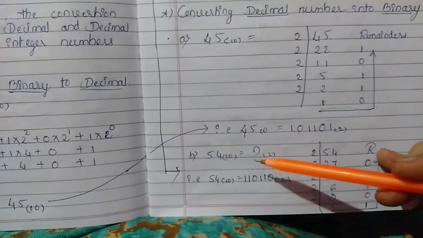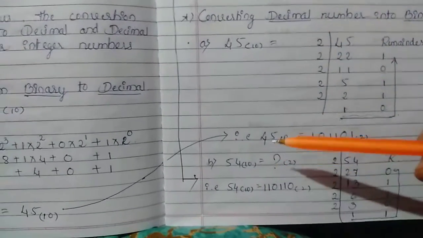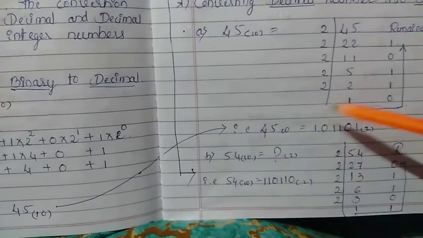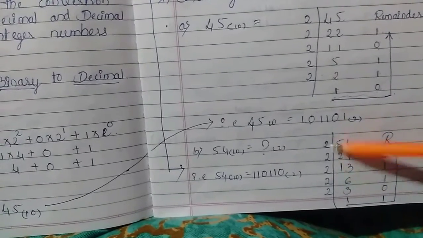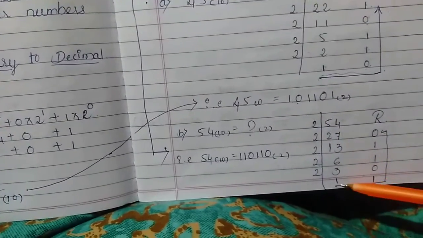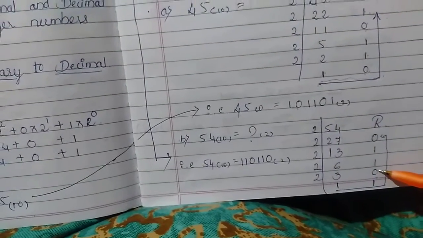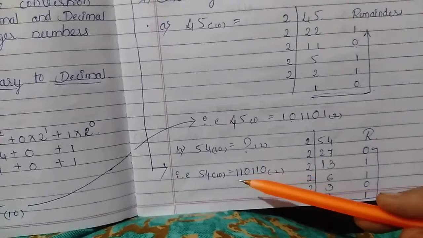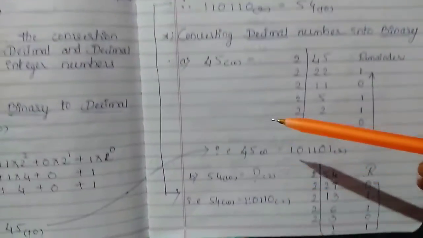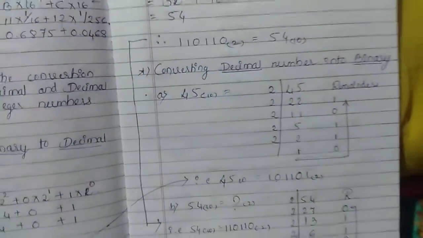We'll take another example. Take this 54 only to cross check. 54, then divide it by 2. Then we'll see 1 1 0 1 1 0. See here, 1 1 0 1 1 0.